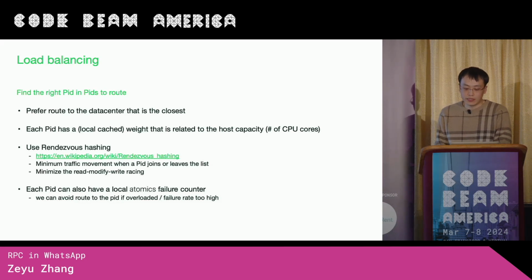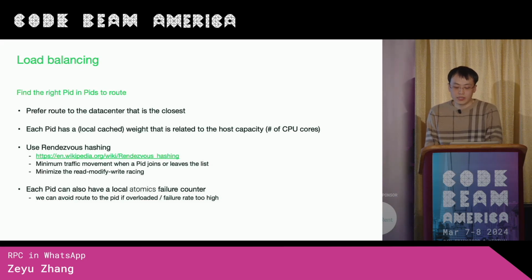Then each PID has a locally cached weight that is related to the host capacity, which is basically the number of CPU cores. We have different types of machines even inside one service, so we have to do that to fully utilize all the machines. Given the weight, we use an algorithm called rendezvous hashing. It's an algorithm that minimizes the traffic movement when a PID joins or leaves the list. So this also minimizes the read-modify-write racing that we could see when we deploy the service.